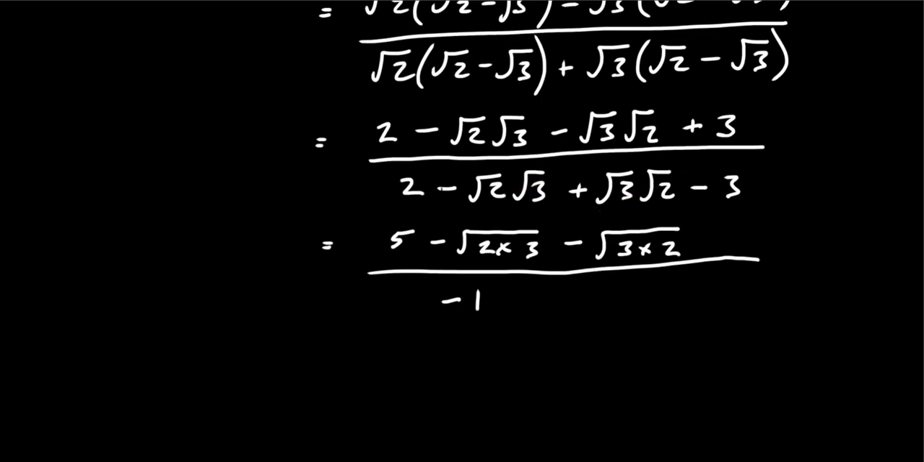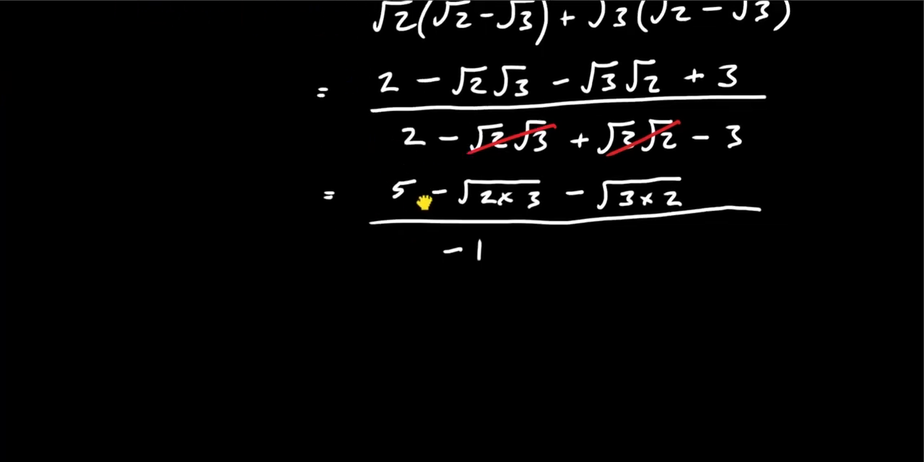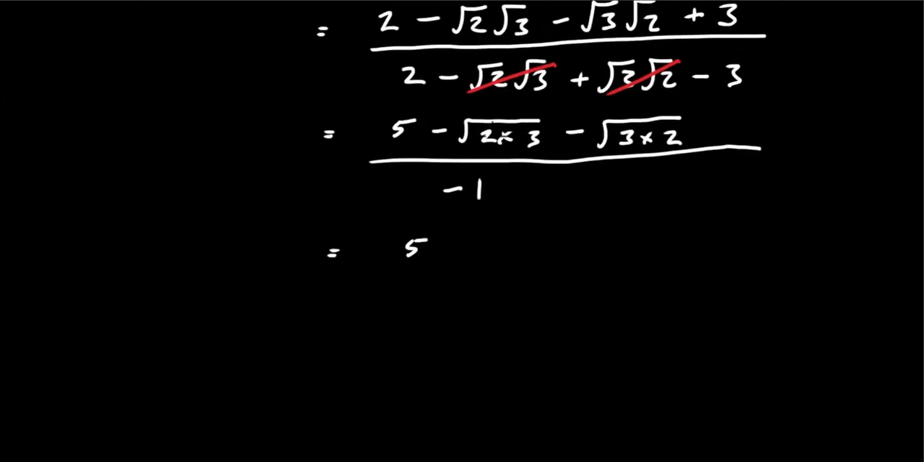So what we can do now is just simply cancel these two here if you like. Why can we do that? Well, we've got a minus root 2 root 3 and we've got a plus root 2 root 3, so they just give us 0 if we add those two. So we're almost there now. On the top, we've got 5. And here we've got 2 times 3 and we've got 3 times 2, so we end up with minus root 6, and we've got minus root 6 here as well. So on the bottom, we've got minus 1.